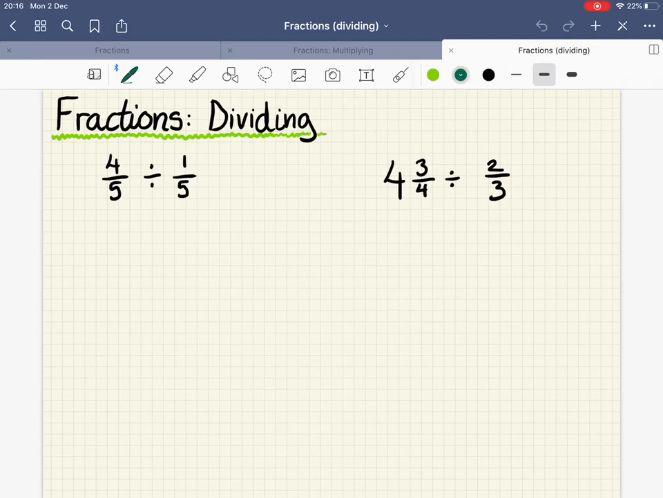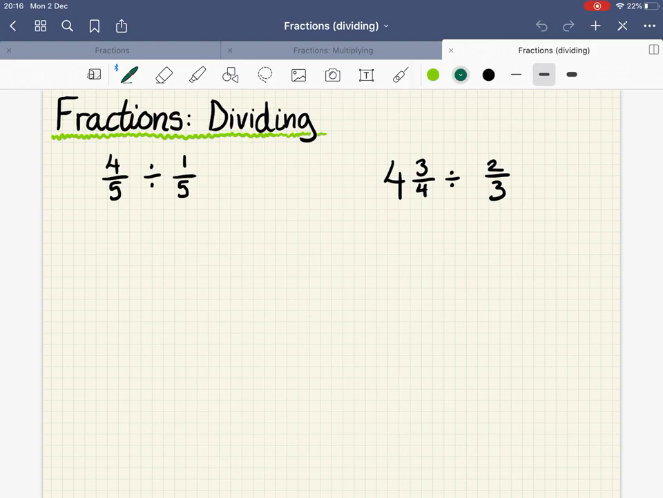Okay, so last video on our different operations for calculating fractions. In the next video, I will do some mixed sums with fractions, just so we can see when we've got a variety of adding, subtracting, multiplying, dividing happening within one question. So to start off with, I've got 4 over 5 divided by 1 over 5.